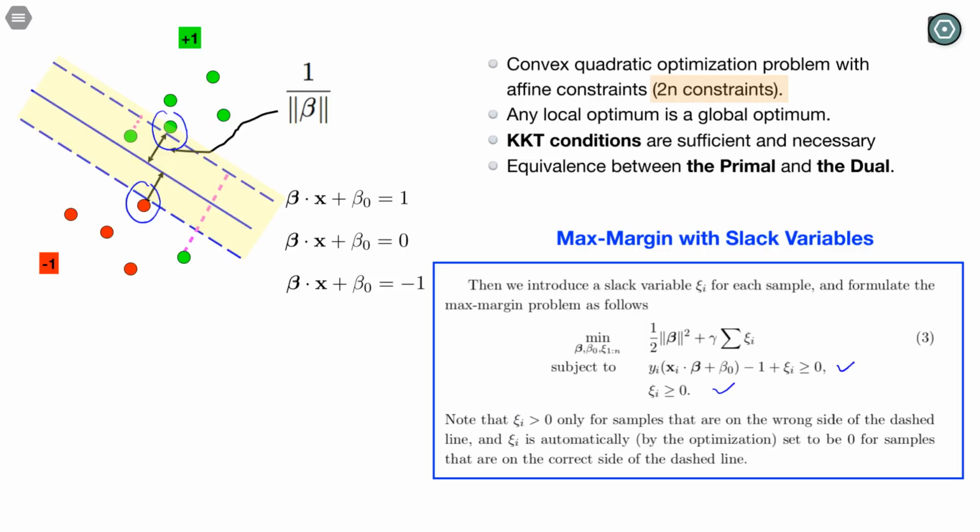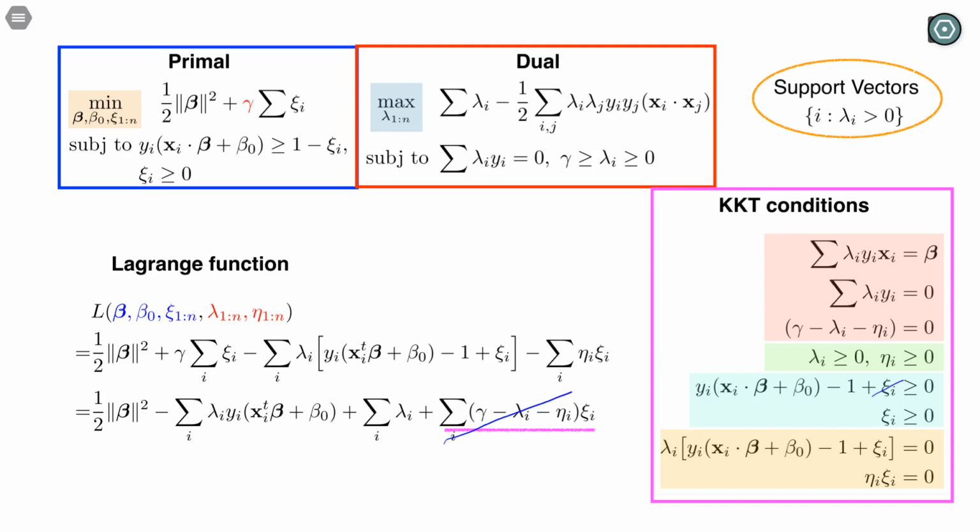The third group of data points will be the data points on the wrong side of the dashed lines. You're going to find out for those data points, they're going to have non-zero psi i, because we have to make this equality true. So for the data points on the wrong side of the dashed lines, the psi i's, which contribute to the error, will be non-zero. That means their eta i is going to be 0. That also means their lambda i, which is gamma, will be non-zero. So they are going to be the support vectors.